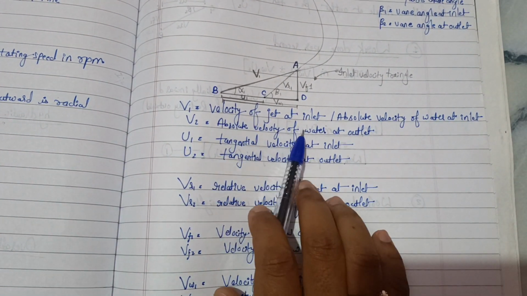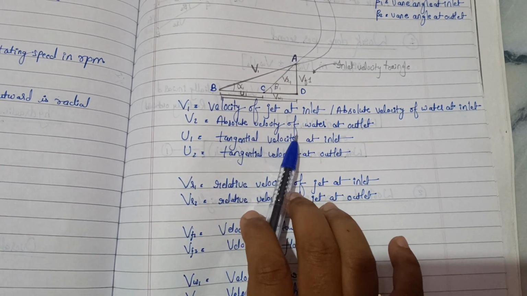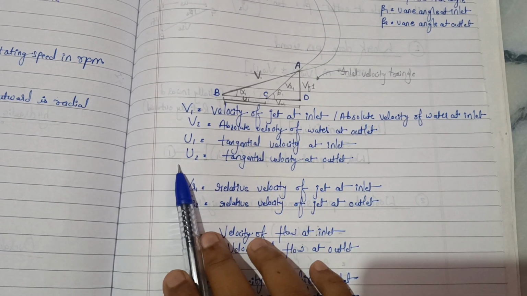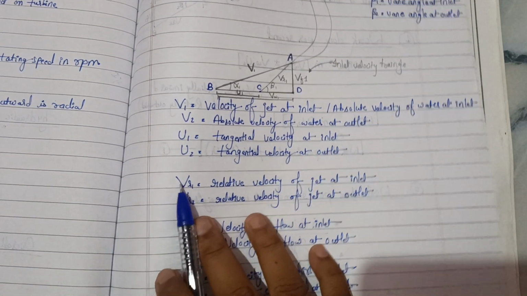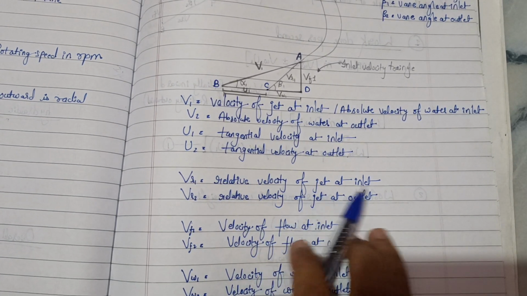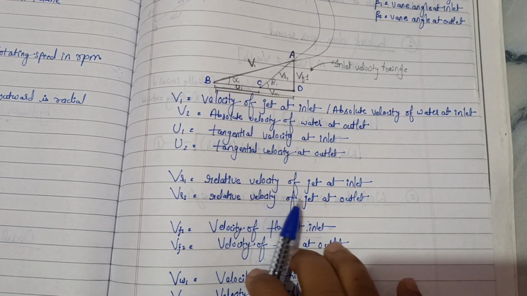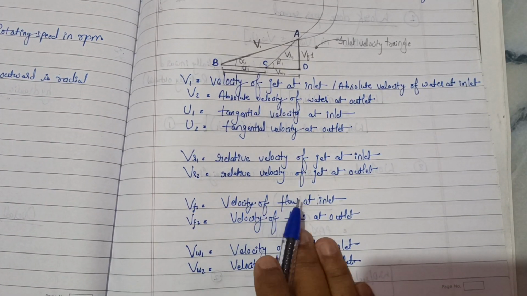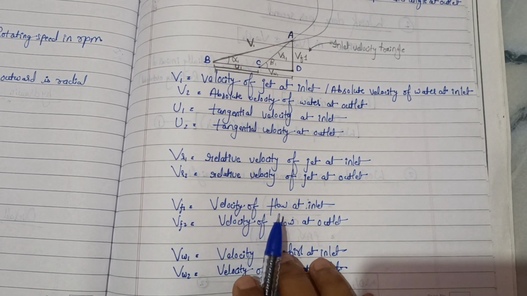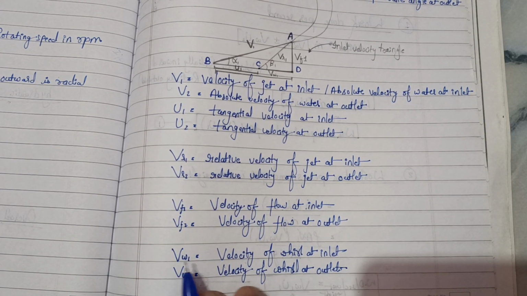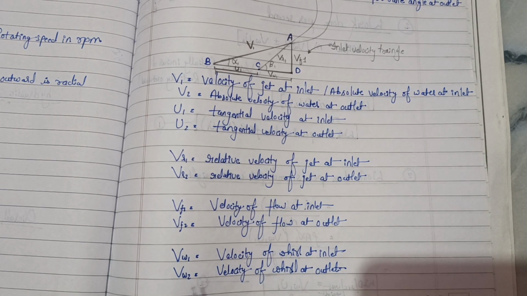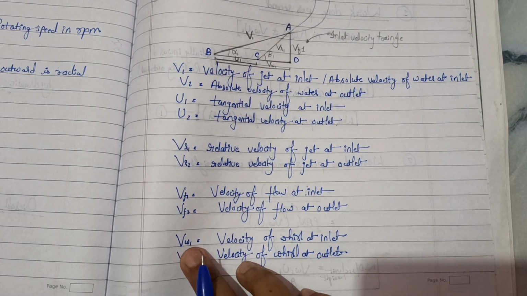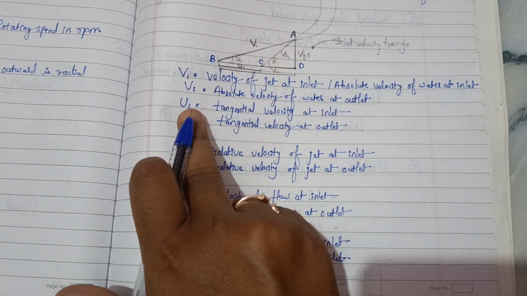V1 is the velocity of jet at inlet, V2 is the absolute velocity of water at outlet, u1 is the tangential velocity at inlet, u2 is the tangential velocity at outlet. Vr1 is the relative velocity of jet at inlet, Vr2 is the relative velocity of jet at outlet. Vf1 is the velocity of flow at inlet, Vf2 is the velocity of flow at outlet. Vw1 is the velocity of whirl at inlet, Vw2 is the velocity of whirl at outlet. Now you have understood what is Vw, Vf, Vr, u1, V1.